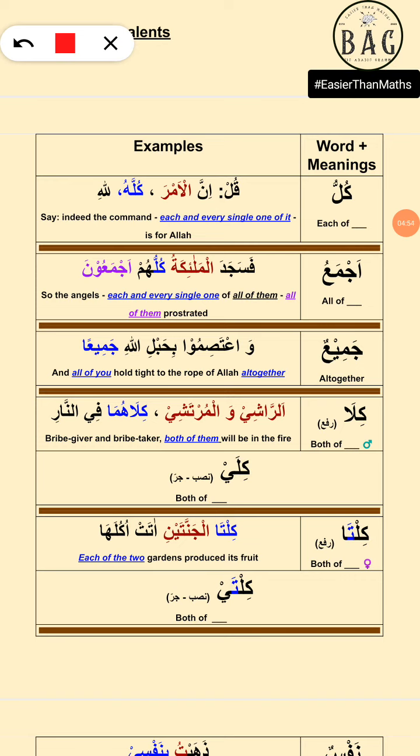yeah, there are 7 words. So knowing these 7 words at this stage is enough. All right.